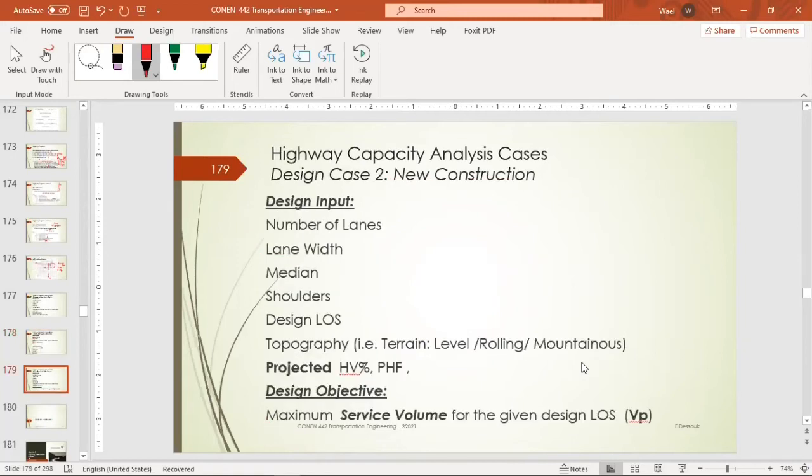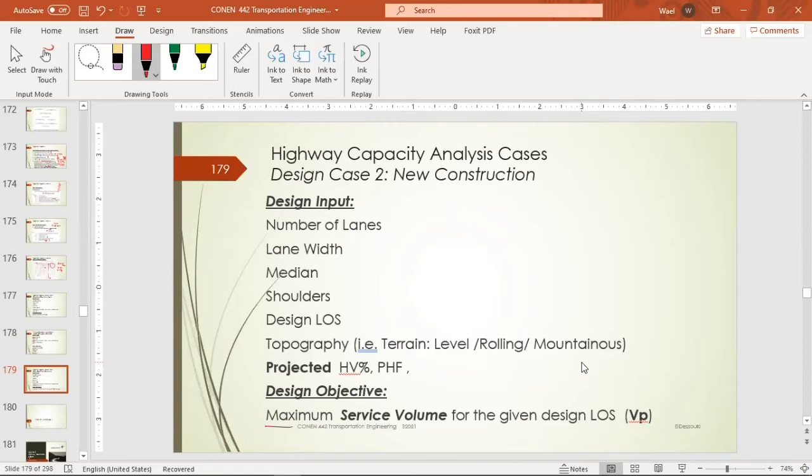There is another case for the design case, which is also new construction. The design input is number of lanes, lane widths, median, shoulders, and the projected heavy vehicle percentage and peak hour factor. And the design objective is to estimate the maximum service volume, the maximum load, or the maximum traffic volume that this highway can take. That's clear?